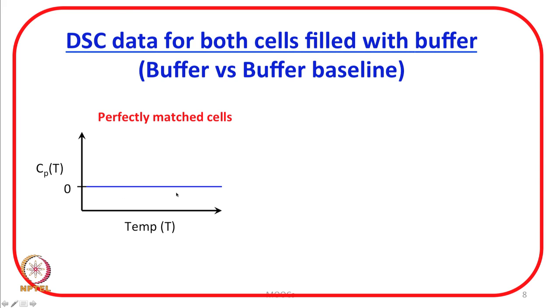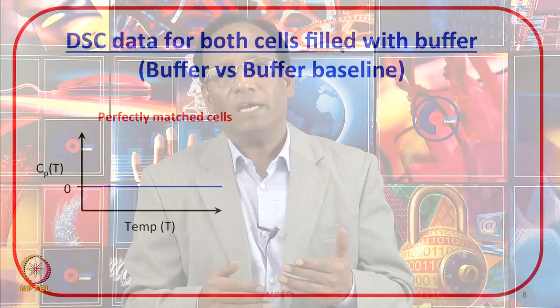When do we expect a straight line? When we fill buffer in the sample cell as well as in the reference cell, and when you heat, since in both the cells you have the same solution, you do not expect any phase changes, you do not expect any reactions to happen. Therefore, there will be no additional power supplied to either the reference cell or the sample cell, and the resulting differential power will be 0 throughout.